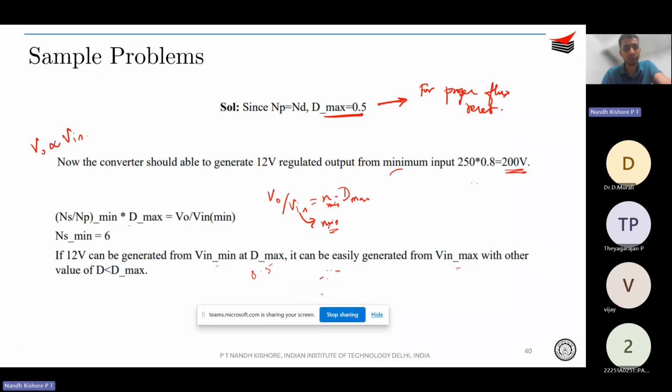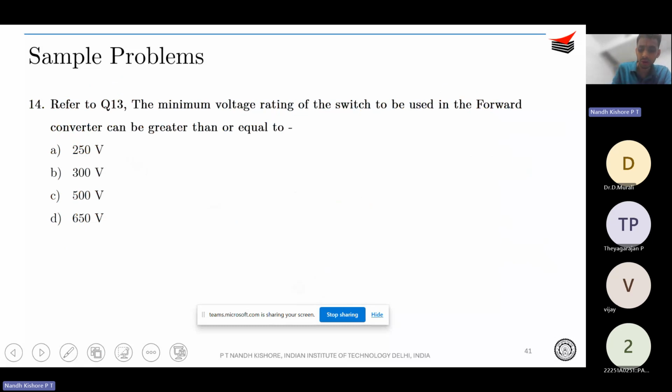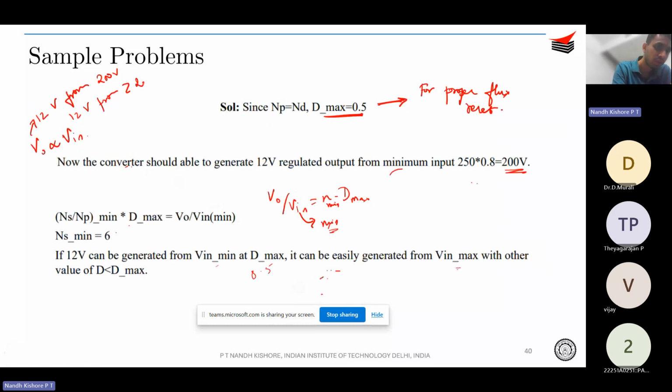It can easily be generated at V in max also. So if you are able to generate 12 volts from 200 volts, then obviously you can generate 12 volts from 200 or more than 200 volts. That is the idea. Or you can just solve for both extreme cases and find out what should be N. However, you understand that for proper flux reset, D should be maximum limited to 0.5. It cannot go more than 0.5. D more than 0.5 is not permitted.